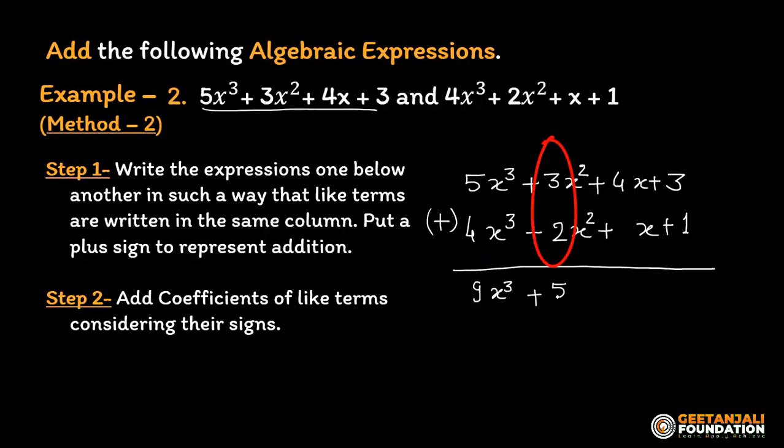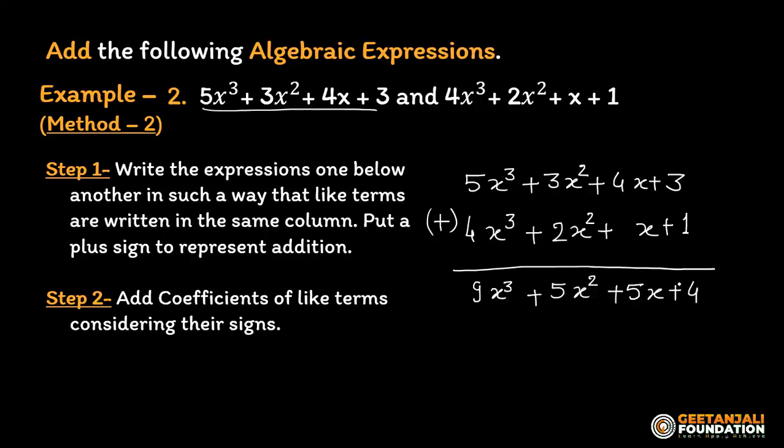So it is 5x squared plus 4, nothing is written, it means it is 1. 4 plus 1 is 5x plus 3 plus 1 is 4. So what is the difference between these two methods? There is no difference, only the difference is of arrangement.